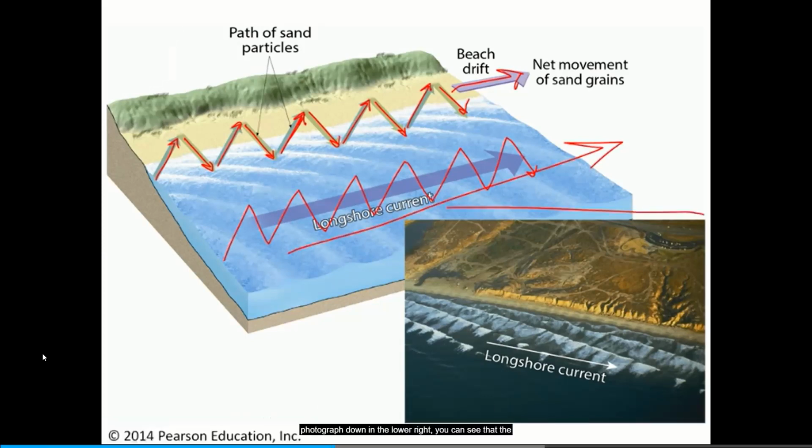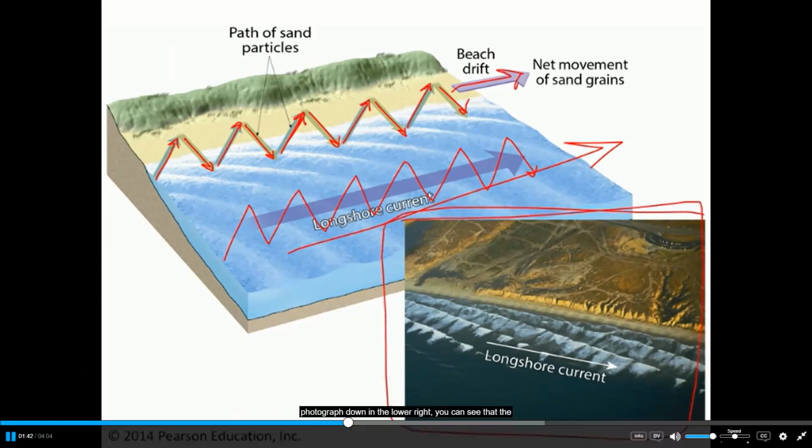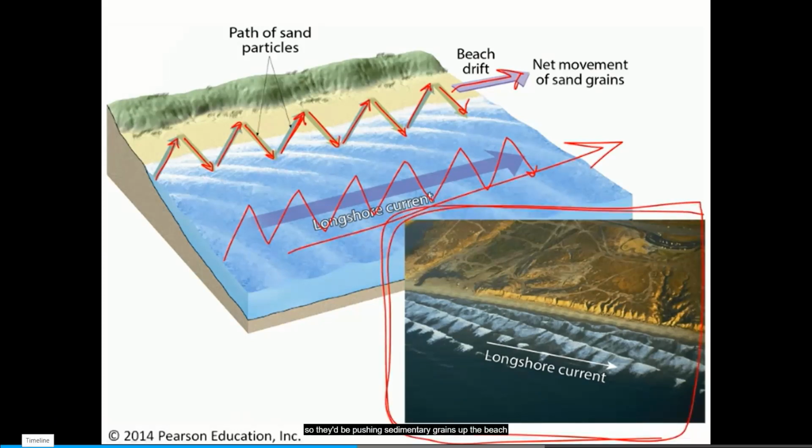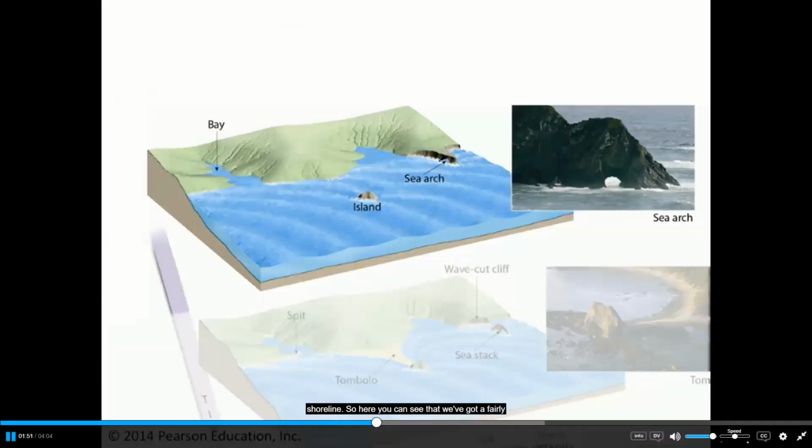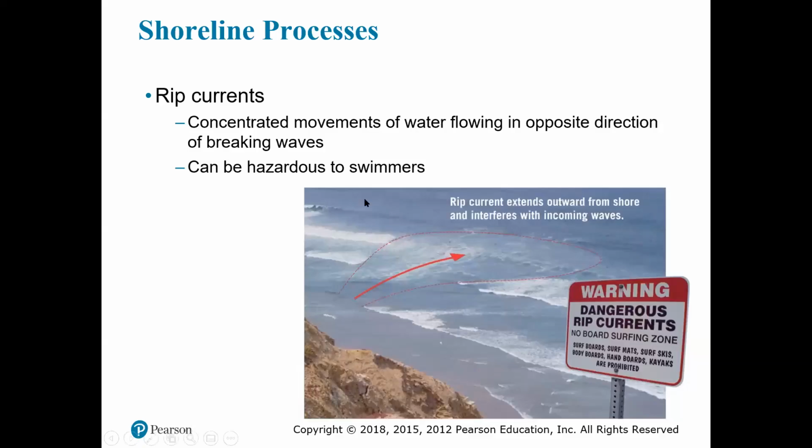In the inset photograph down in the lower right, you can see that the waves are approaching the beach from the lower left, and so they'd be pushing sedimentary grains up the beach towards the right. This can end up affecting the shoreline. So we're going to pause there and come back here in just a few minutes and discuss these features that can result from wave erosion and wave deposition.